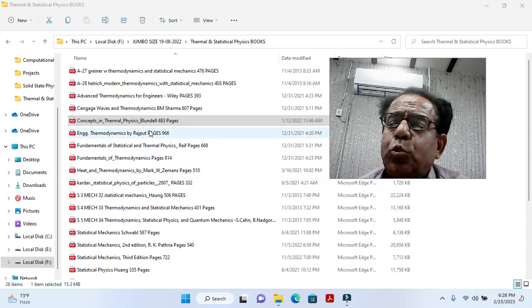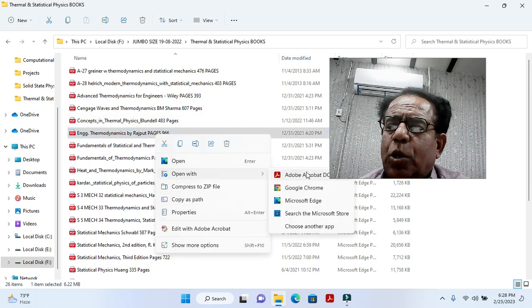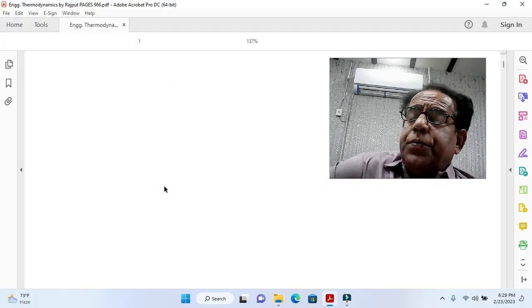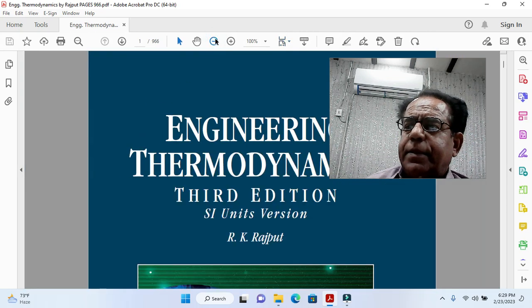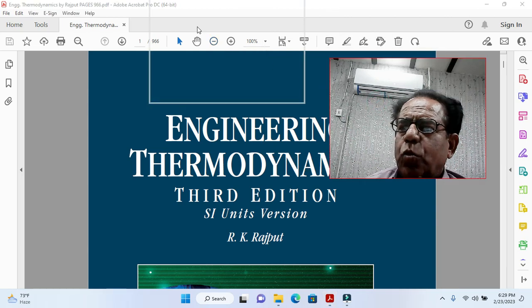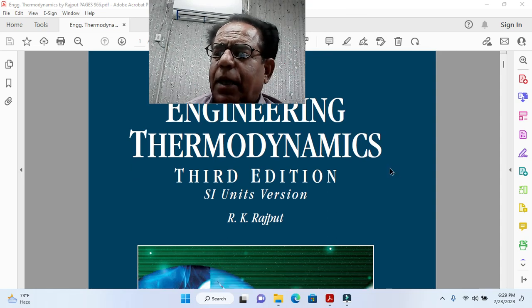The next book consists of 966 pages, and the word Rajput appears in the author's name of this book. Engineering Thermodynamics, third edition, SI units version, R.K. Rajput.